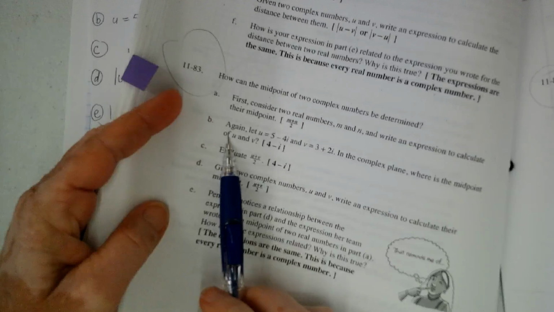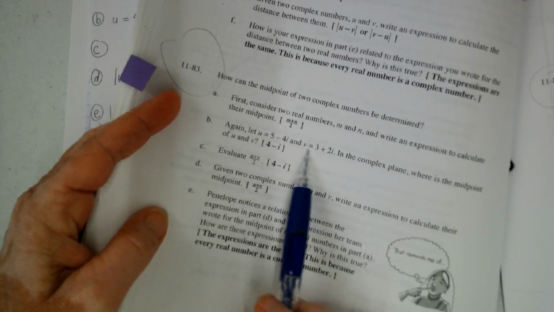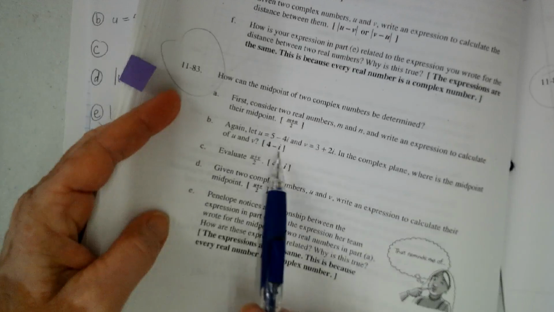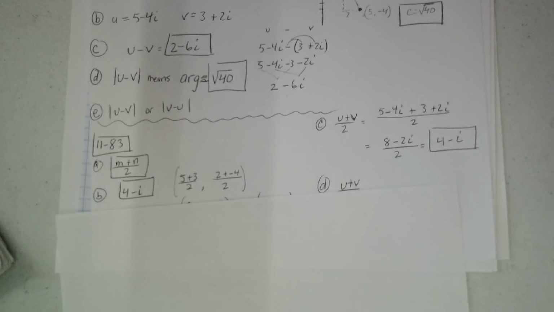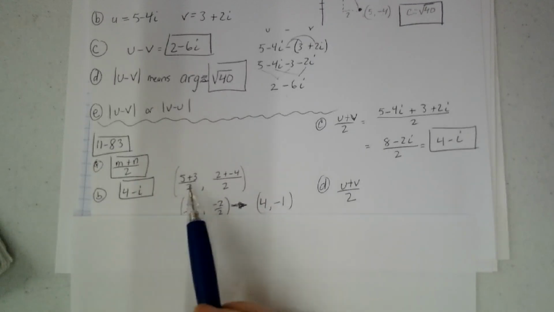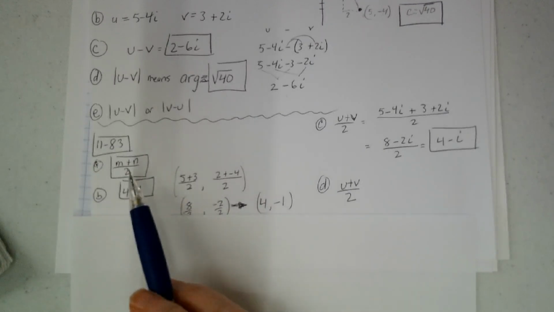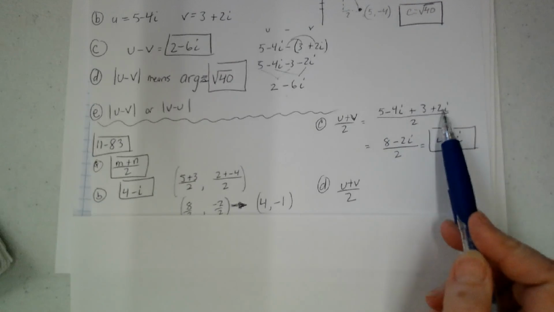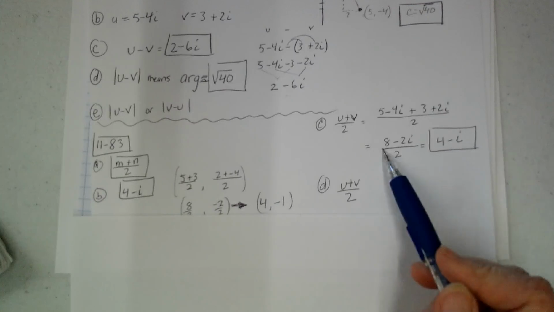Again, let u equal, okay, we got the same vectors we were using before. Where's the midpoint of those two vectors? Well, I think I can add them together and divide by 2. I did it over here. I added them together. That was one of the vectors, and that was the other one. I divided by 2. And I got that.